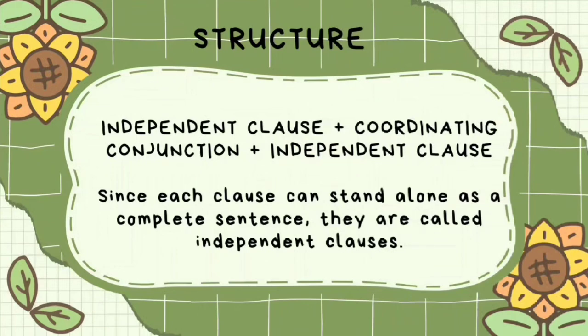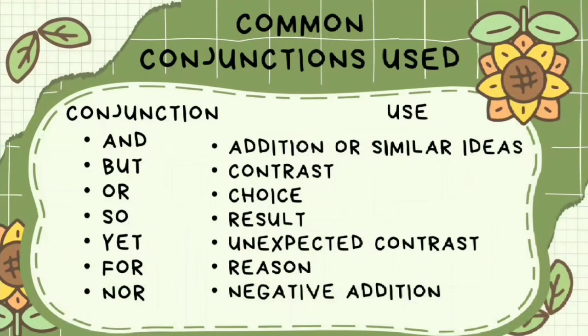What is an independent clause? An independent clause is a group of words that has a subject and a predicate and can stand alone as a complete sentence. The most commonly used coordinating conjunctions are and, but, or, so, yet, for, nor. These conjunctions can be remembered by the acronym FANBOYS.